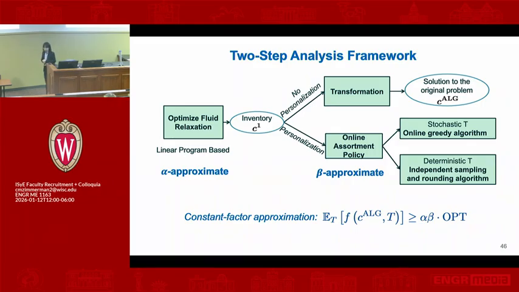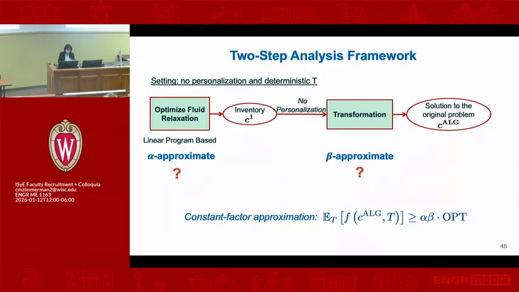And the analysis framework also has 2 steps. In the first step, we will get an alpha approximation, and in the second step, we will relate this relaxation to the original stochastic problem and have a beta approximation factor. Combining both alpha and beta together, we will have the final performance guarantee. Let me focus again on this no personalization setting and show how we get those alpha and beta values. It is here, alpha and beta.